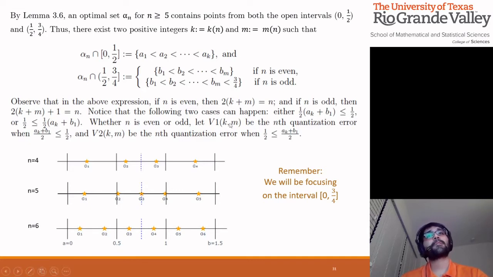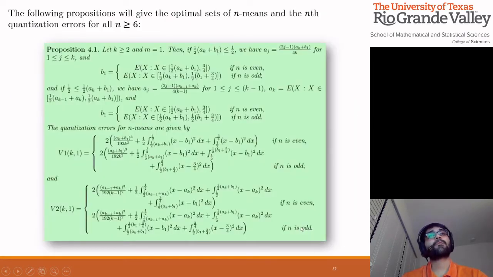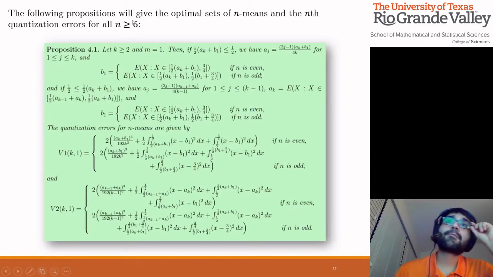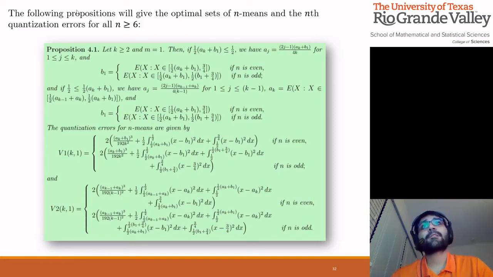So now remember that we will be focusing on the interval 0, 3/4. Remember, if we focus on this line segment, the piece of interval, we can calculate the remaining quantizers due to symmetry. Then the following propositions will give the optimal set of n means and the n quantization error for all n greater than or equal to 6.